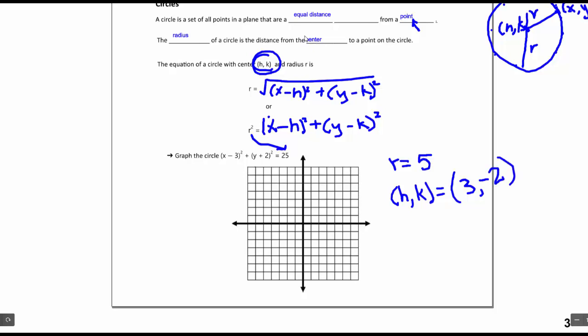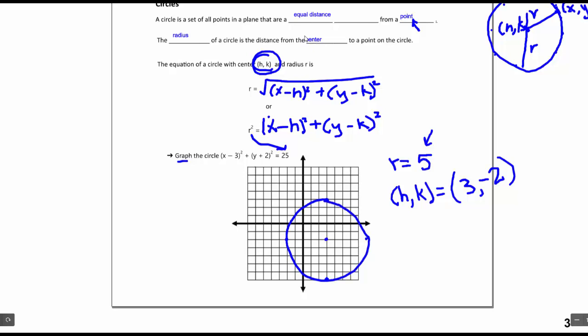So to graph this, because that's what we're being asked to do, we're going to graph the center first, (3, negative 2), 1, 2, 3, down 2, here's our center. And then we're going to just simply count out 5 in 4 directions, left, right, up, and down. And this one actually goes a little bit over. 1, 2, 3, 4, 5. And then 5 this direction will be right there. And then we're going to carefully draw a circle that connects those 4 points.